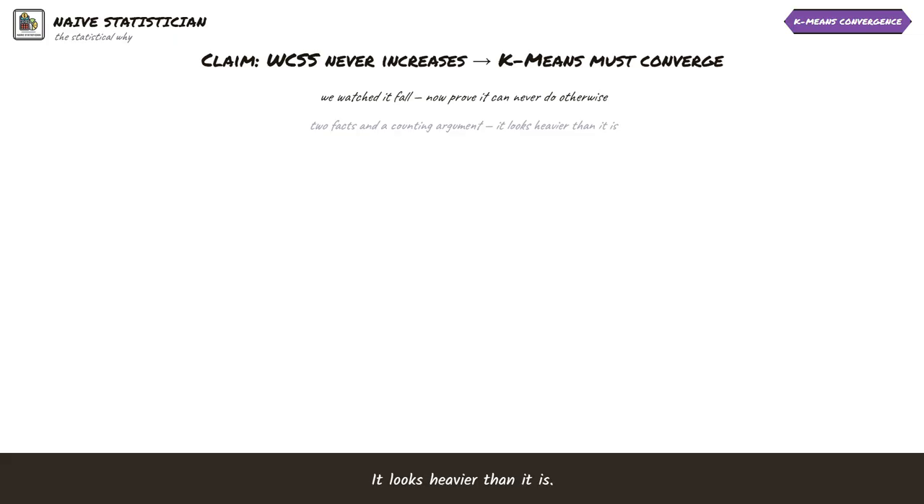We watched the WCSS fall at every step. Let us prove it can never do otherwise, and that this forces the algorithm to stop. It looks heavier than it is. Two facts and a counting argument.